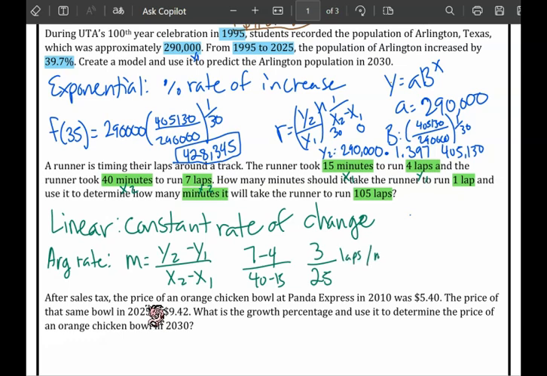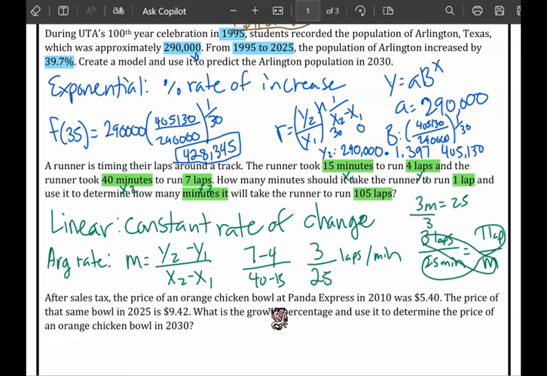So this is saying it's 3 over 25 laps per minute. We want to know how many minutes it takes for 1 lap. If we have 3 laps for 25 minutes, 1 lap would be some other number of minutes. We can cross multiply these. So 3m equals 25, which means it is 25 over 3 minutes per lap.